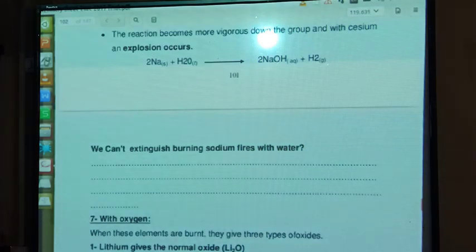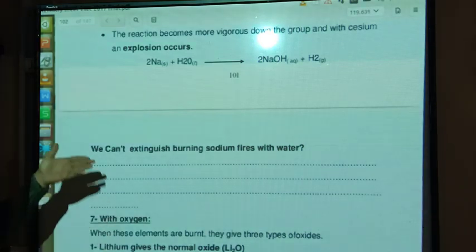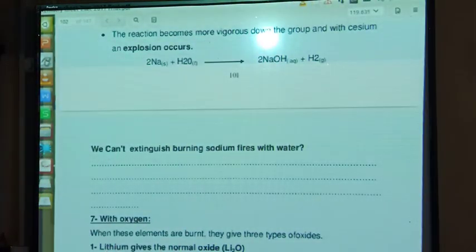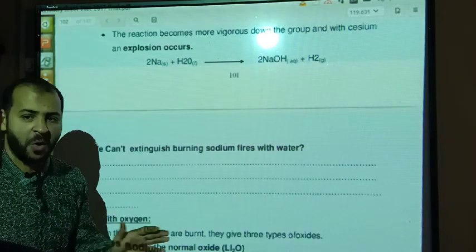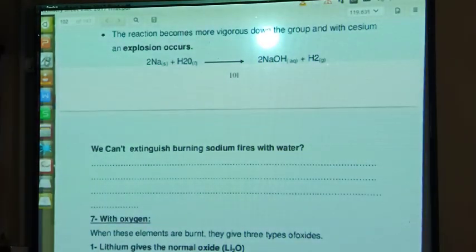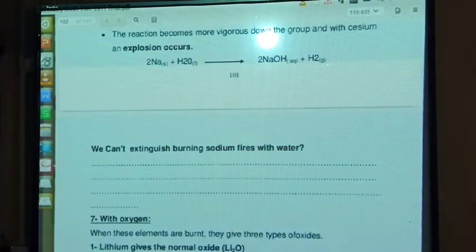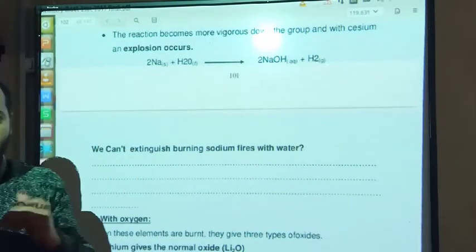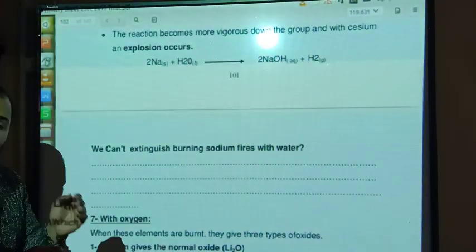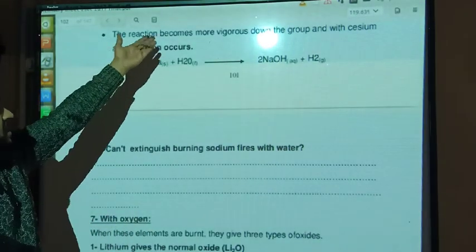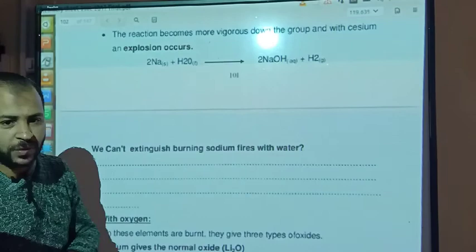Now, if we have burning sodium, a sodium fire, how can we extinguish it? Can we use water to extinguish it? No. So the question is, why can't we put out fires of sodium using water? Because sodium is more active than hydrogen, so it replaces it, which burns with a pop sound due to the heat of the reaction. And the equation is 2Na + 2H2O gives 2NaOH and H2 gas evolved.